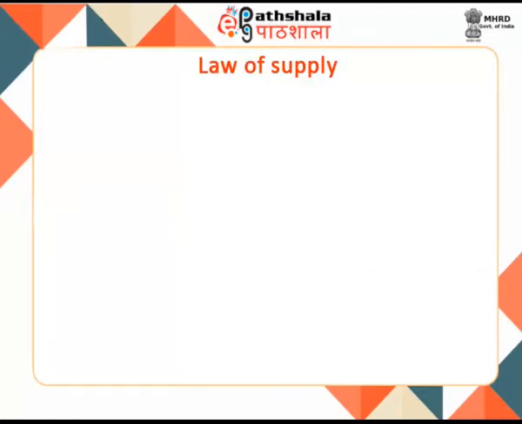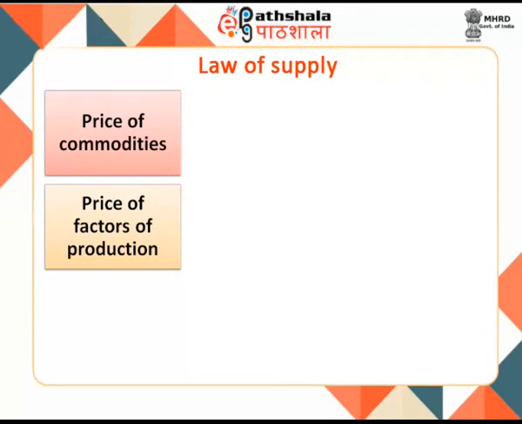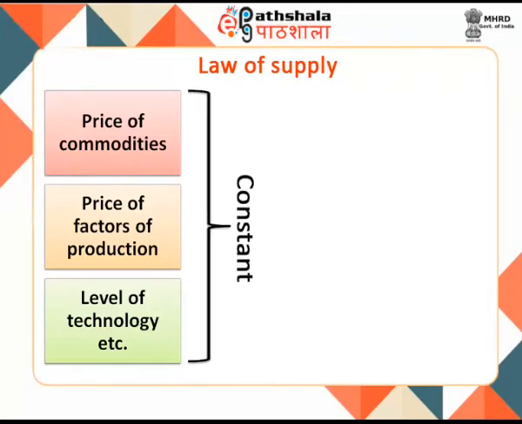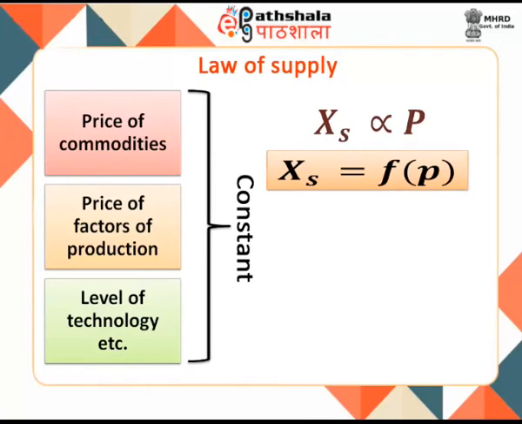Next is the law of supply. Other things, like prices of other commodities, prices of factors of production, level of technology, etc., kept constant, the quantity supplied XS of a commodity varies directly with its price. Mathematically, we say that XS is a function of P. Note that dXS by dP is greater than 0.